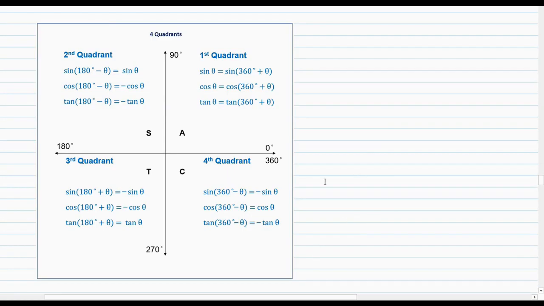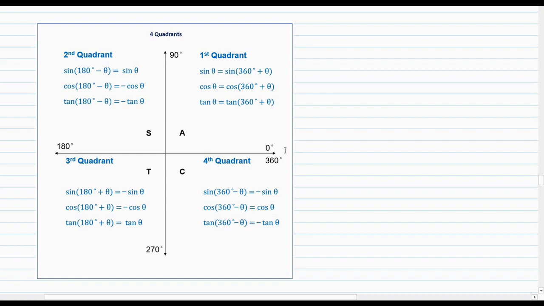This is the diagram of the 4 quadrants, and here's the basic idea. Each quarter represents a certain range of angle values, and each quarter is called a quadrant. So it starts at the top right over here with the first quadrant representing an angle of 0 to 90 degrees. Then the second quadrant represents an angle of 90 to 180 degrees. The third quadrant is 180 to 270 degrees, and the fourth quadrant is 270 to 360 degrees.